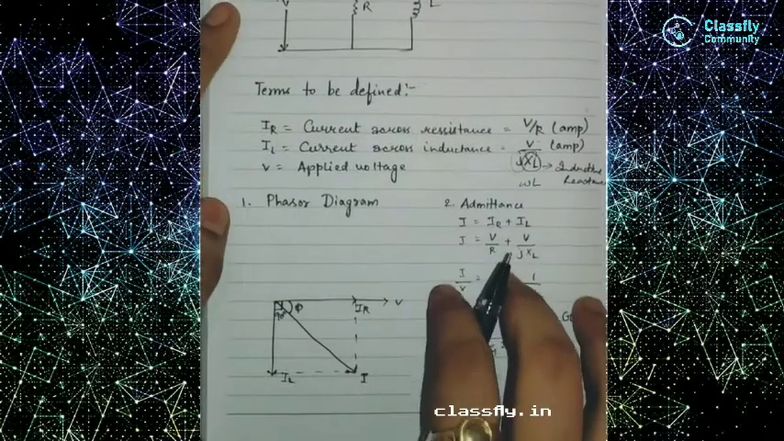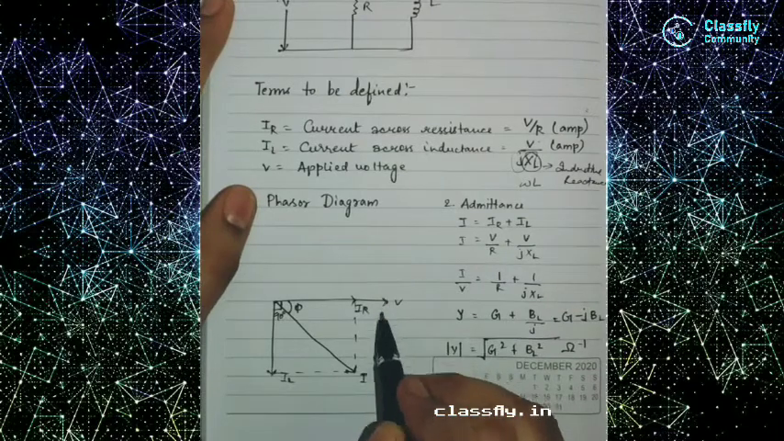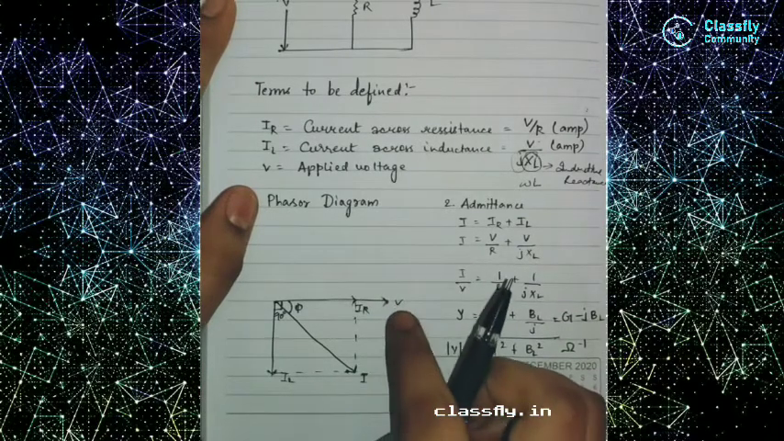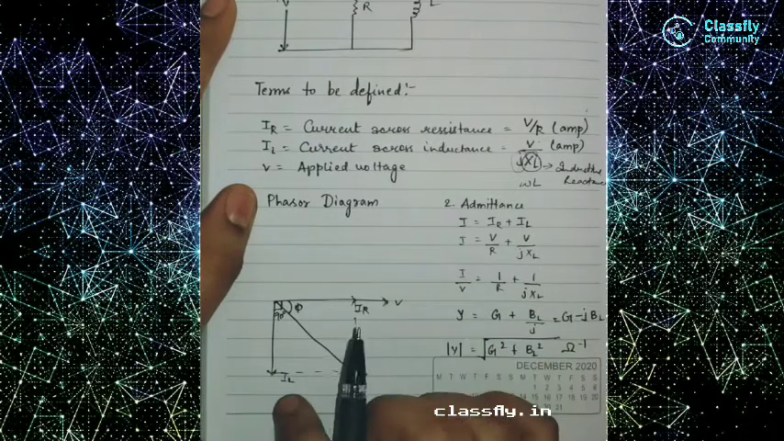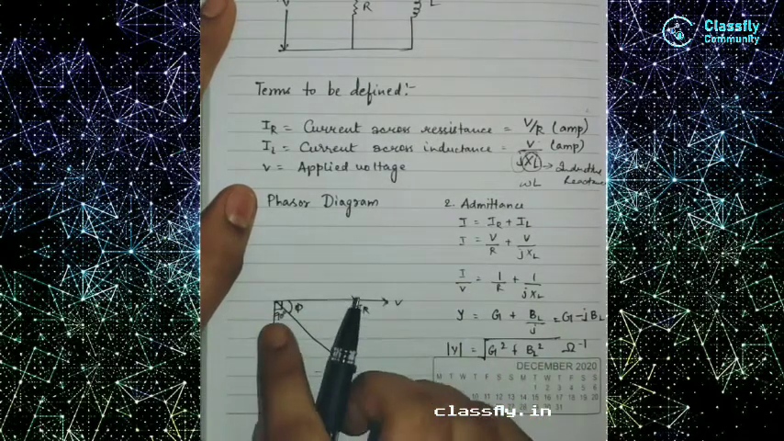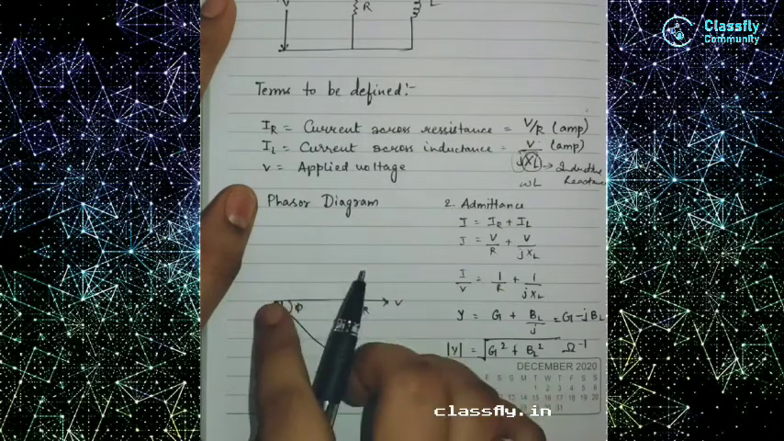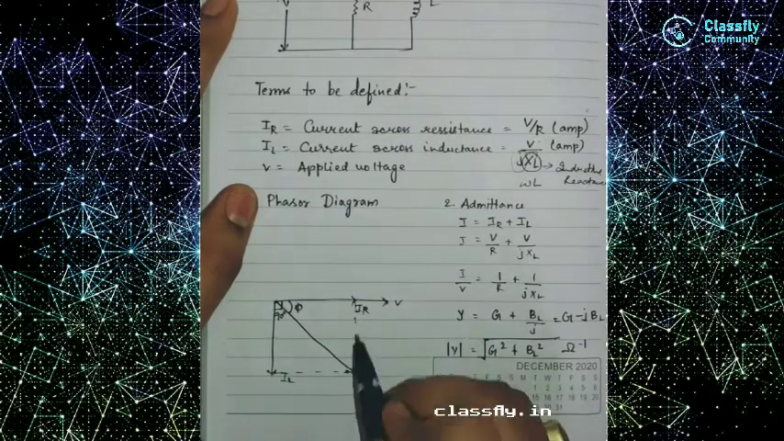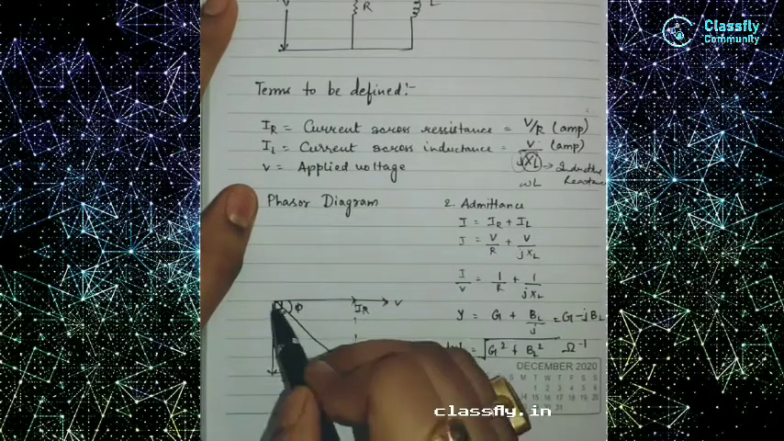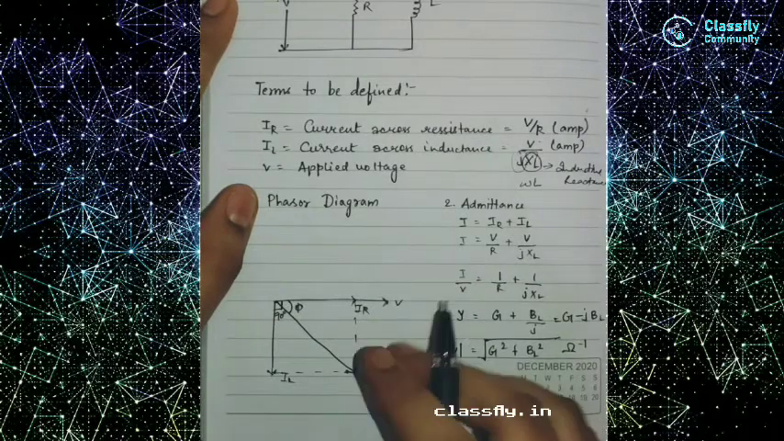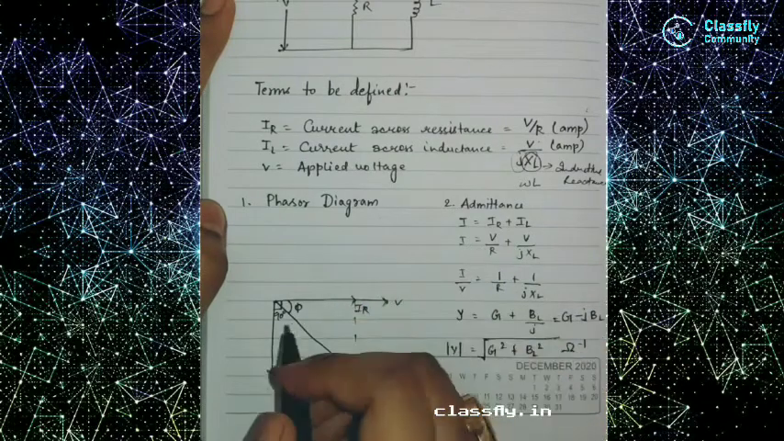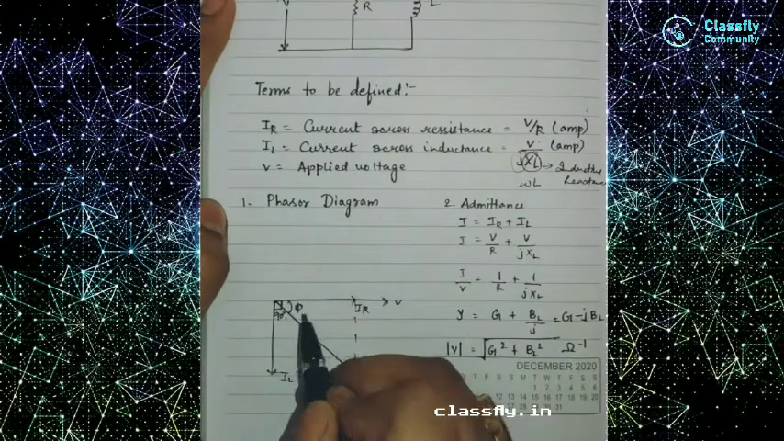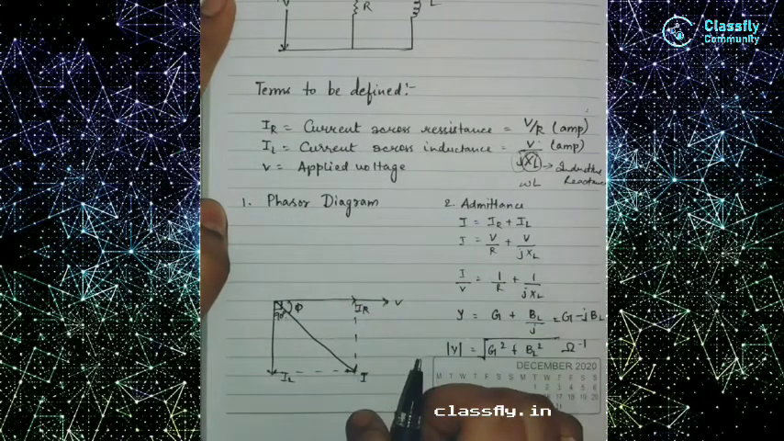So the phasor diagram is this: V is the voltage reference line, and we know that in resistance the voltage and current have no angle, and in inductance the current is lagging by 90 degrees. So we make these two lines, and this imaginary line, wherever it cuts, is the resultant current. So this is the first parameter, the phasor diagram, and we will take phi as the angle between V and I.